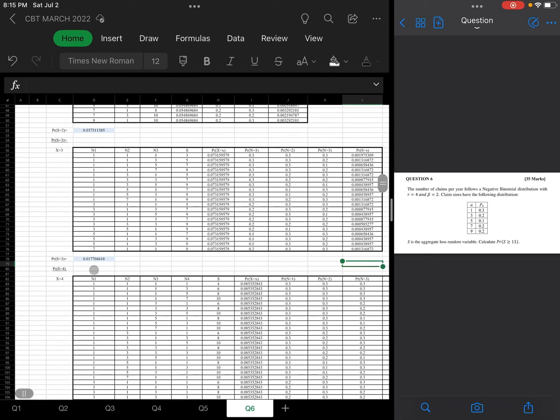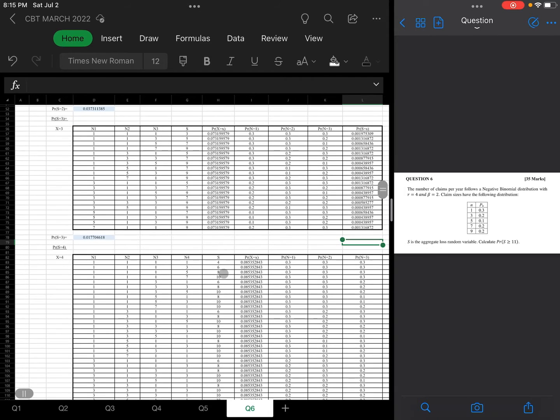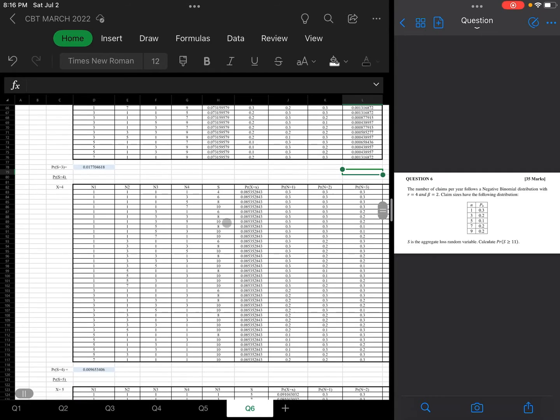Similarly, we do it for probability of S equals 4. So here n would be n1, n2, n3 and n4. Again, we need to make sure the value of S does not exceed 10, because we are finding less than 11, so it should not be equal to 11 or greater than 11. You can see here all the values are within 10 or equal to 10. So here the probability of X equals 4 is the one we calculated previously, which is 0.085352843.